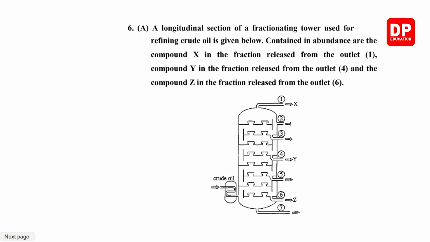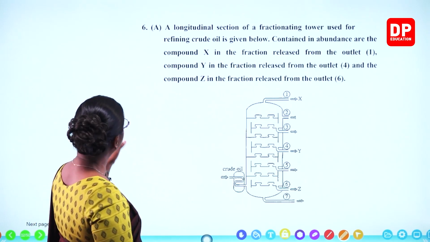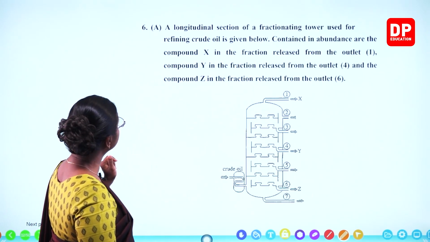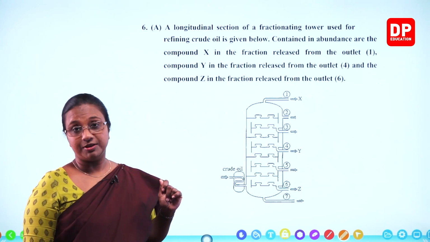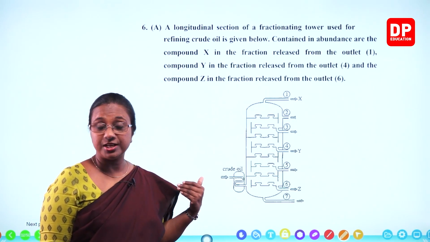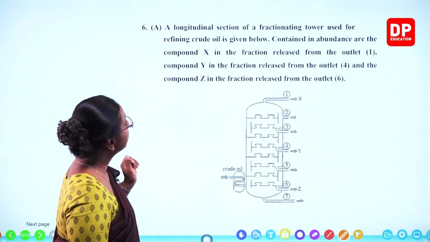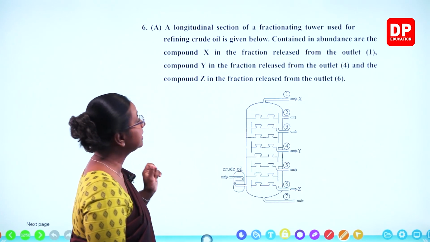So this is question number 6. Now, as you see the diagram, students, this is something related to chemistry. You can identify this diagram as the fractional distillation column. So you all know this is related to that particular concept. If we look at question number 6, A part, a longitudinal section of a fractionating tower. In the industry, we use the fractionating tower. In the lab, we use the fractionating column. So a longitudinal section of a fractionating tower used for refining crude oil is given below.